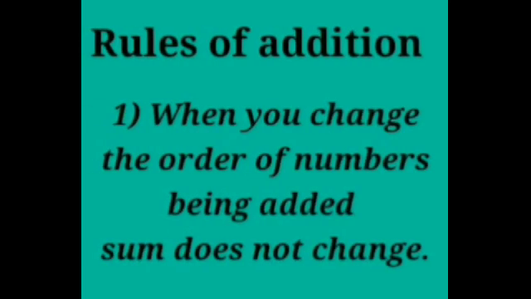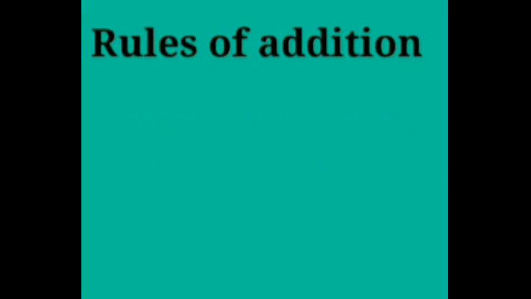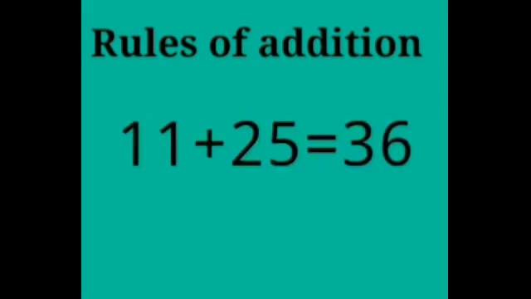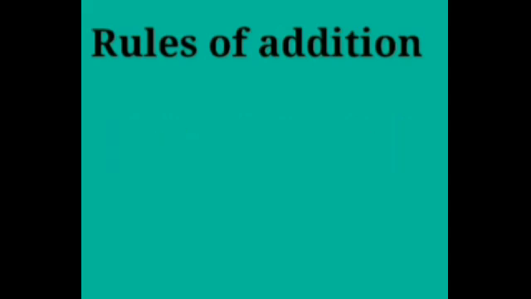Rules are nothing but properties. When you change the order of the numbers being added, the sum does not change. For example, 25 plus 11 is equal to 36. See the sum of these two numbers, 11 plus 25. It is also equal to 36. Here the order of the numbers changed, even though the sum remains the same. Now see the second one.